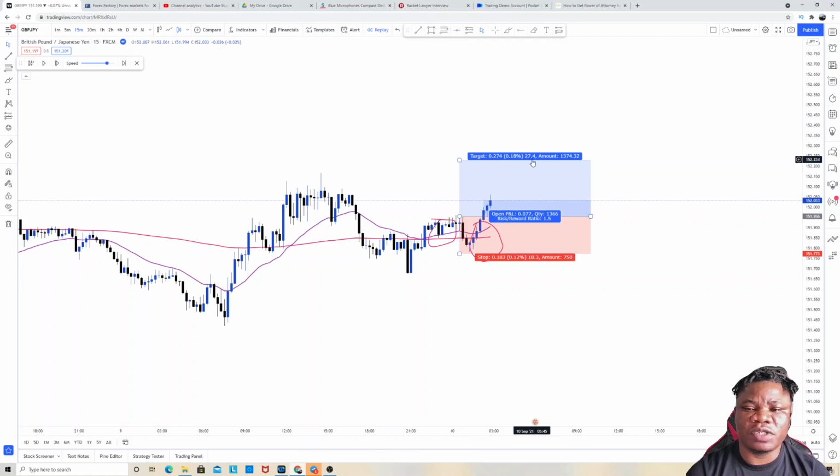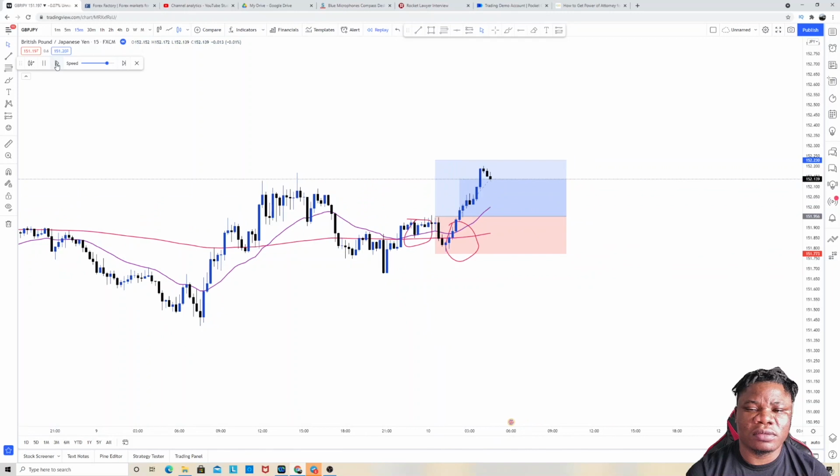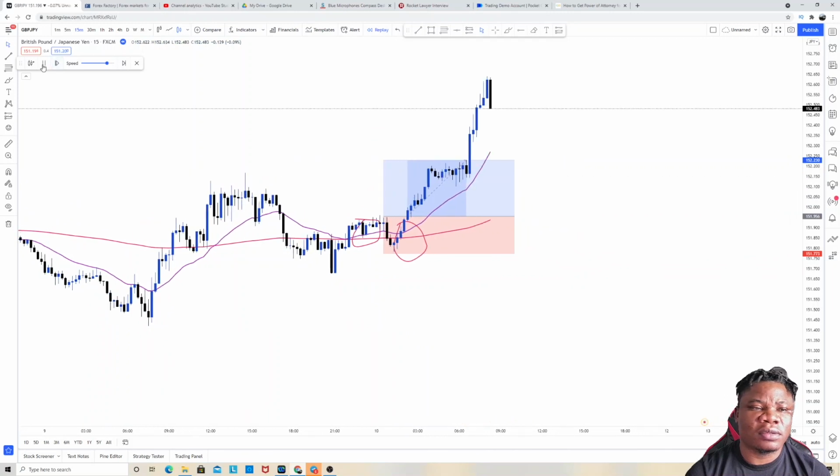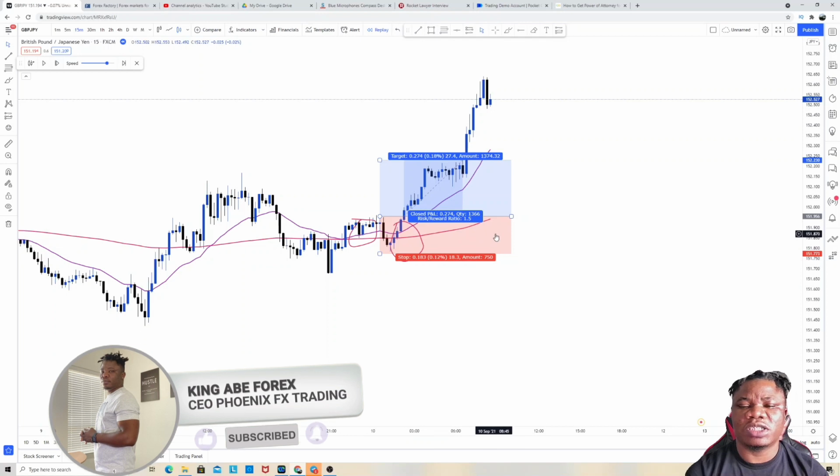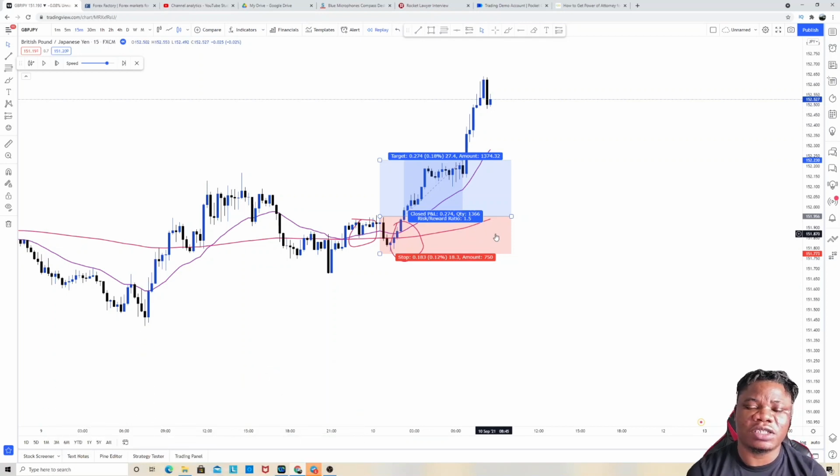Our take profit is for 27 pips. We have our stop loss here for 18 pips. Now let's see how this trade played out. Right there, we got our take profit smashed for 27 pips, stop loss 18 pips, risk to reward ratio 1 to 5. So this is how you use this strategy for a buy position.